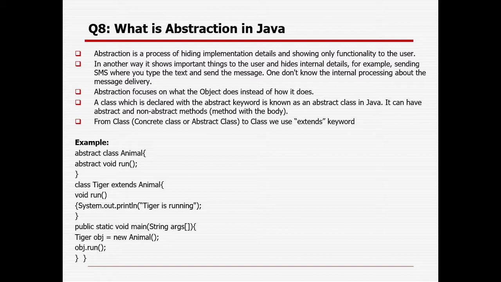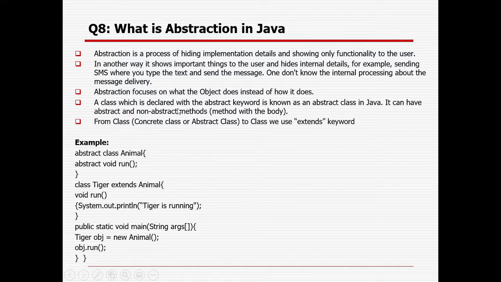So that is called abstraction, where the process of sending is hidden, right? But we can do the work, right? We can send the message and we can get the message. Abstraction focuses on what the object does instead of how it does it, right?